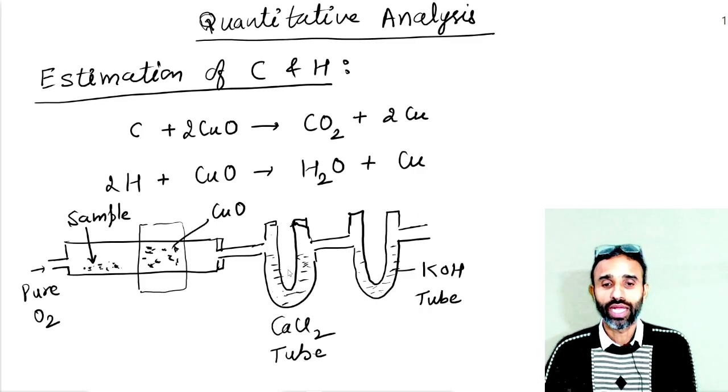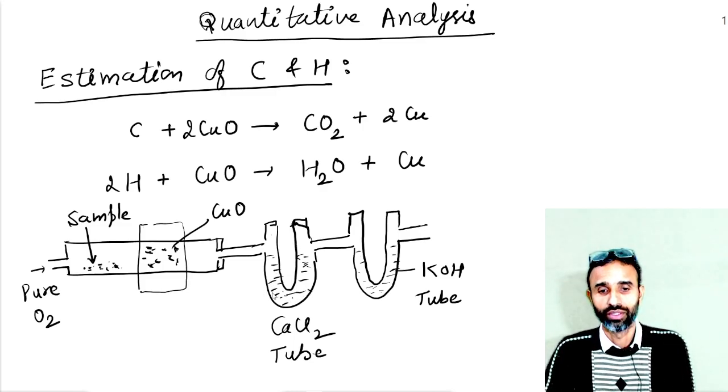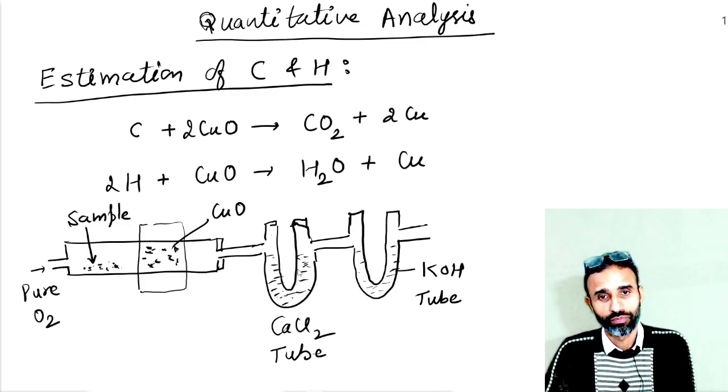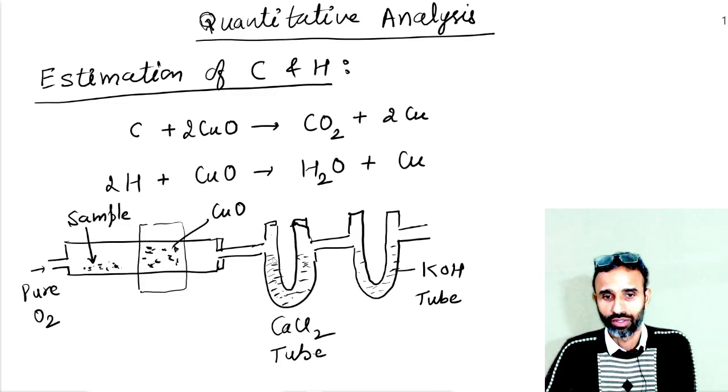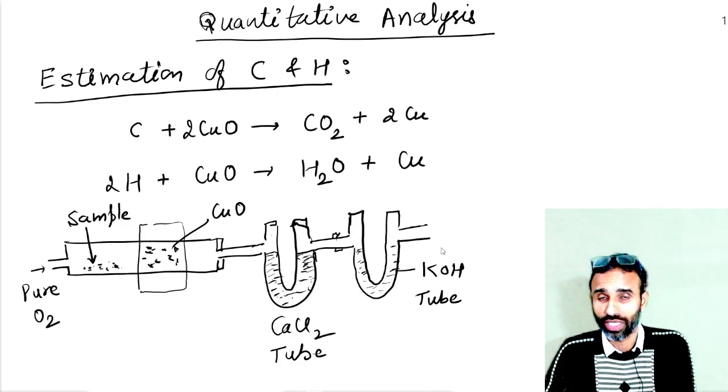Now this calcium chloride will absorb the moisture. So we weigh this tube before the reaction and after the reaction. The difference in weight gives us the weight of water. And potassium hydroxide is a good absorber of carbon dioxide. So carbon dioxide is absorbed here and free oxygen, means excess oxygen, will go out.